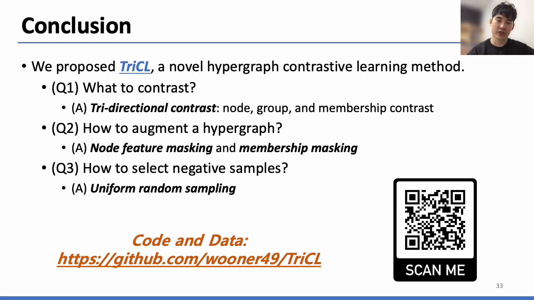For the second question, we use node feature masking and membership masking as hypergraph augmentation and showed their effectiveness. For the last question, we showed that uniform random negative sampling is effective and TriCL is very robust to the number of negatives. The code and datasets used in this work are provided at this URL.